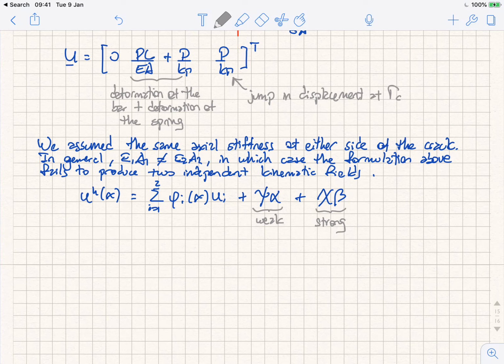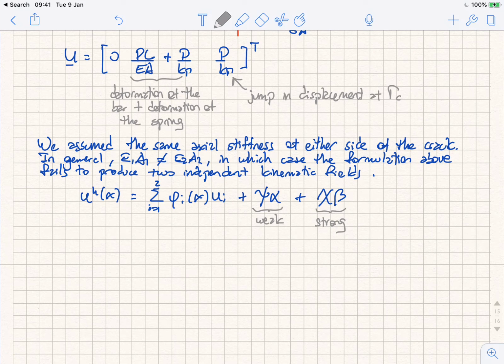Can you repeat what the difference is between strong and weak? Yeah, so a weak discontinuity is a discontinuity in the gradient, right? So it's a C0 field. So then if you take the derivative, there's a jump in the gradient. And a strong discontinuity is a jump in the field itself.